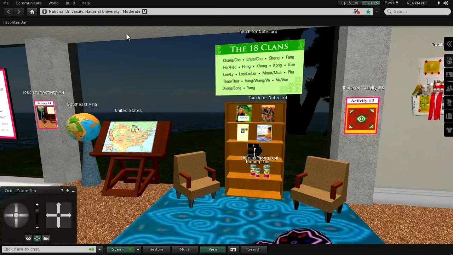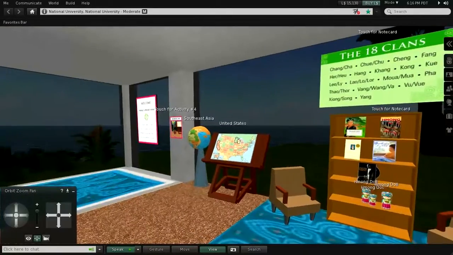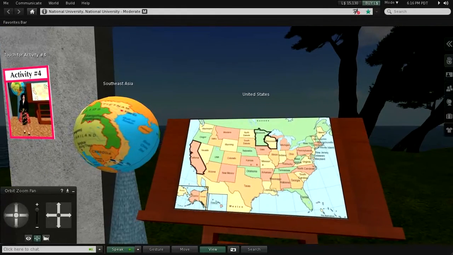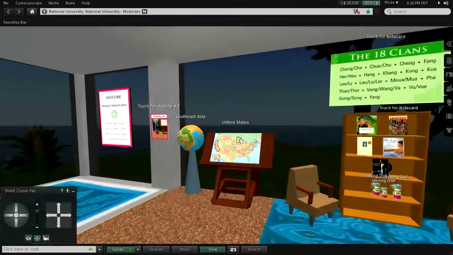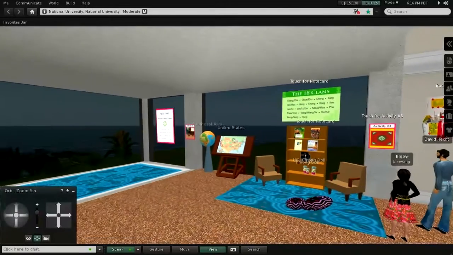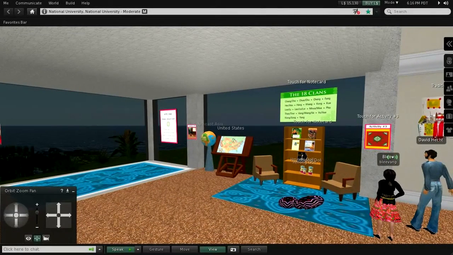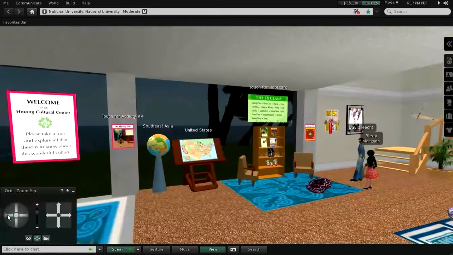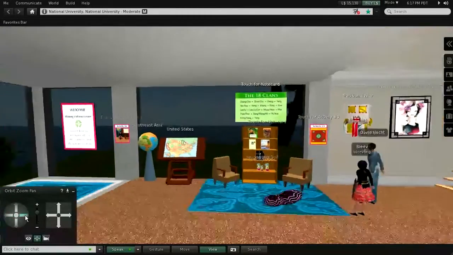The 18 clans. This is basically a list of all the Hmong people that exist, and this is a list of the last names. So if you know someone with any of these last names, they're most likely to be Hmong. And we live in large groups, and even if you have the same last name and you're not related directly, you're still considered the same clan. So that's the idea.